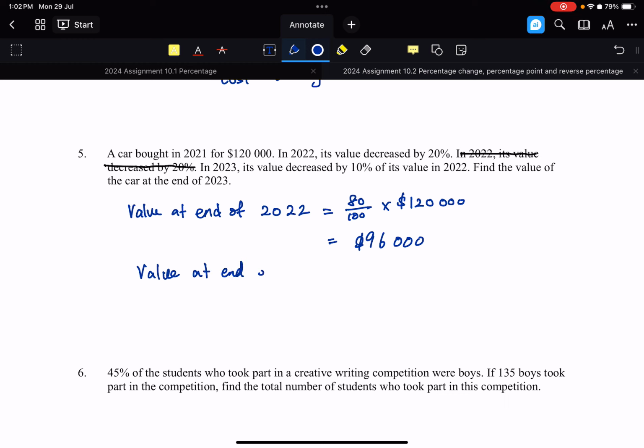So value at end of 2023, this time round it goes down by 10%, so I have 90% of the value left. So 90% of 96,000, and that will get us 86,400. So that's the value.